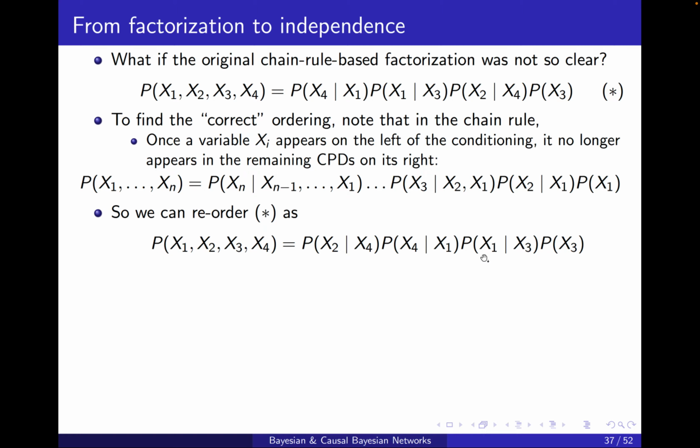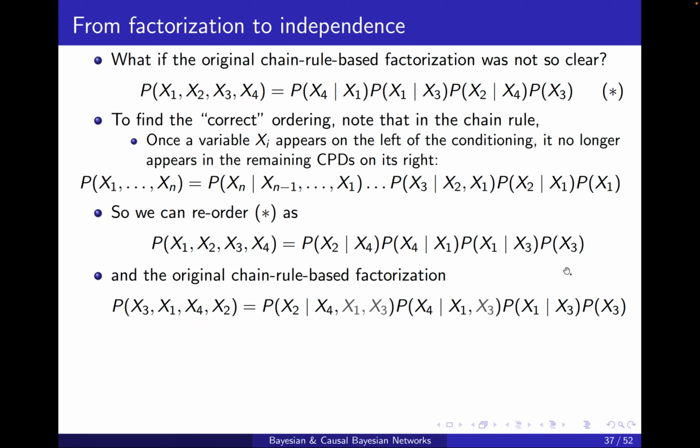So for example, x1 again cannot be the second one because it appears here, but it can be x4 because it doesn't appear on the remaining ones, and so on. Based on this, we find the original chain rule-based factorization, which is in this way. Now by comparing the two, these gray ones become clear that they should have been the ones that should be independent from. Like here, x4 will be independent of x3 given x1, and x1 and x3 become independent of x2 given x4.